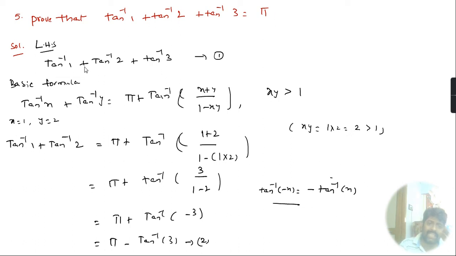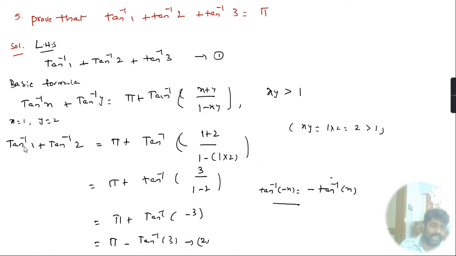Okay, we have to take the LHS. The LHS is equal to tan inverse of 1 plus tan inverse of 2 plus tan inverse of 3. So we have three tan inverses: 1, 2, 3. But the formula is only for two, tan inverse x plus tan inverse y. And here, when xy is greater than 1, in that condition we add pi plus tan inverse of (x plus y) by (1 minus xy).